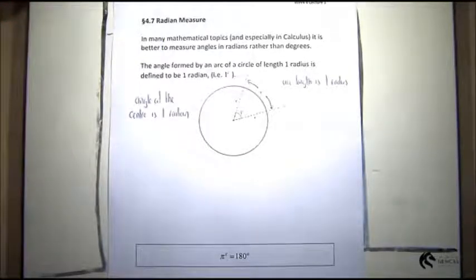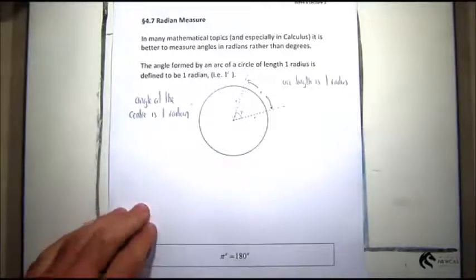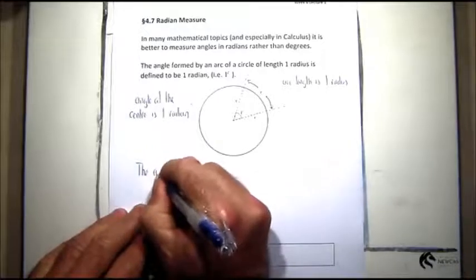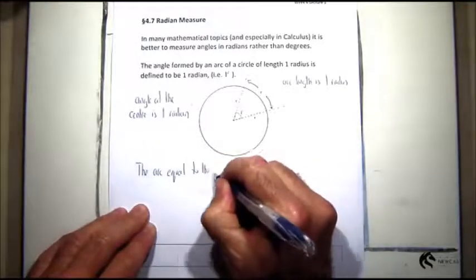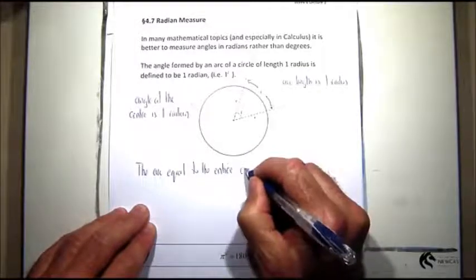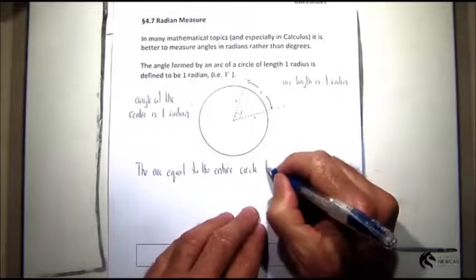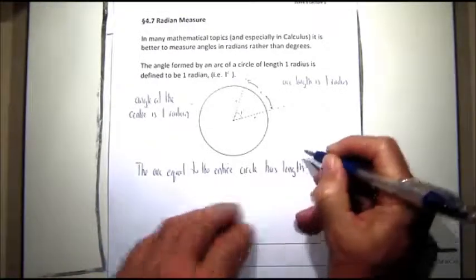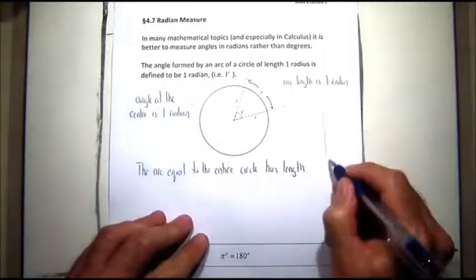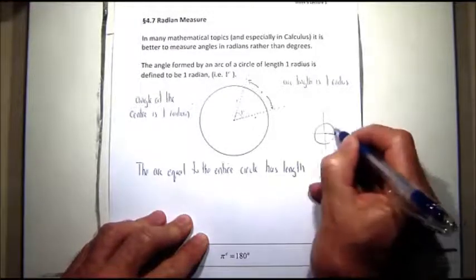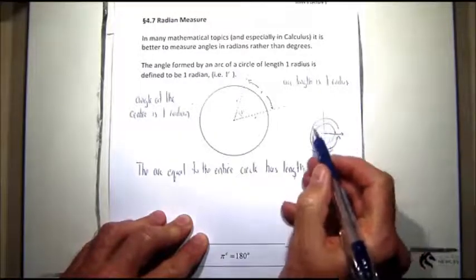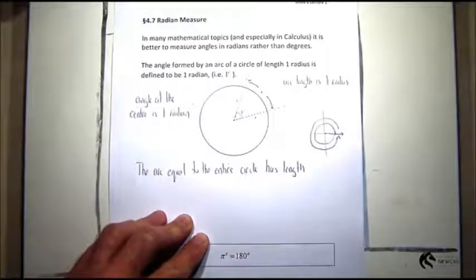So, let's try and get a handle on this radian measure. Now, if I were to draw an arc equal to the entire circle, let me just draw another circle here. I didn't even need axes, but anyways. If I were to start there and go all the way around, then I know the length of that is just the circumference of the circle. And the formula for the circumference of a circle is 2 pi r. So that's the length of that arc.